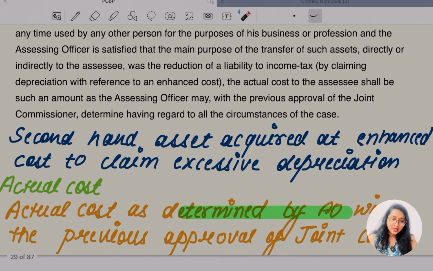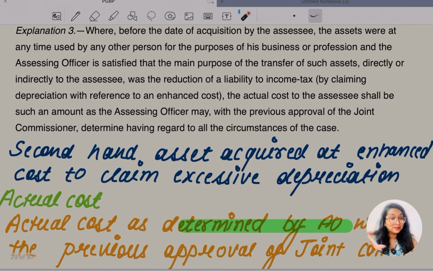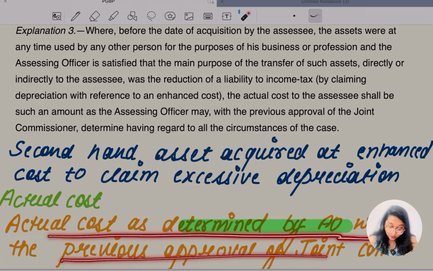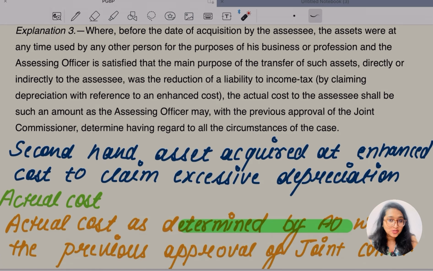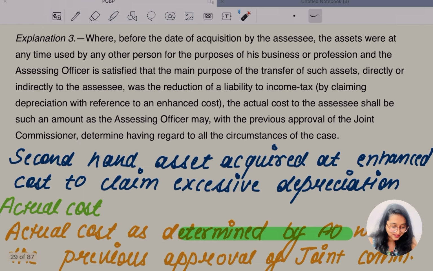ठीक है, so in this case the actual cost is determined by somebody else. कौन? इनकम टैक्स डिपार्टमेंट. The actual cost is determined by AO with the previous approval of joint commissioner. तो इतनी बात समझ में आई. If the second hand asset is acquired at enhanced cost, the cost of asset is just increased to claim the excessive depreciation. In this case the actual cost is determined by whom? By the assessing officer with the permission of joint commissioner. ठीक है, इनकम टैक्स डिपार्टमेंट छोड़ेगा नहीं रे बाबा.